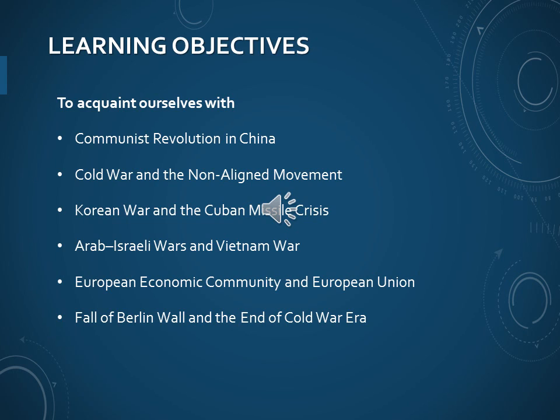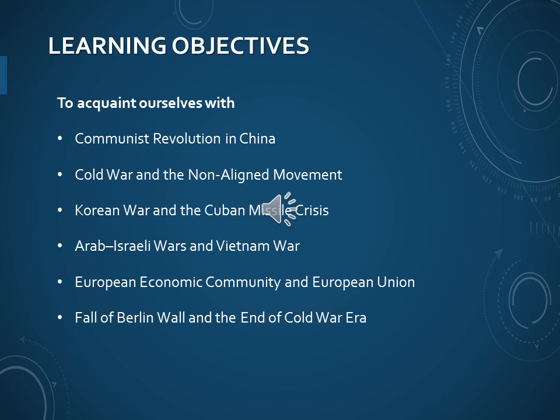European Economic Community and European Union. European countries formed into a union. The European Union is there till now. So what is the European Union? Then the fall of the Berlin Wall and the end of the Cold War era.